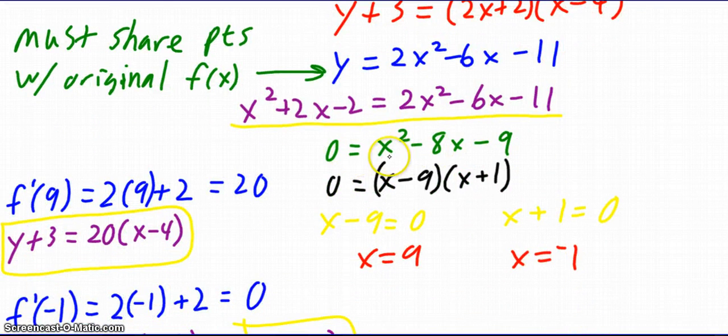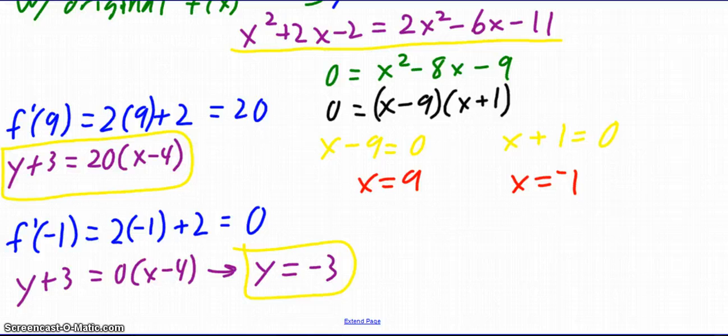So this simplifies nicely, and I get 0 equals x squared minus 8x minus 9. That factors into x minus 9, x plus 1. Set each factor equal to 0, and I get x equals 9 and x equals negative 1. So these are the x values of the points on the function where the tangent line is going to go through the point (4, negative 3).